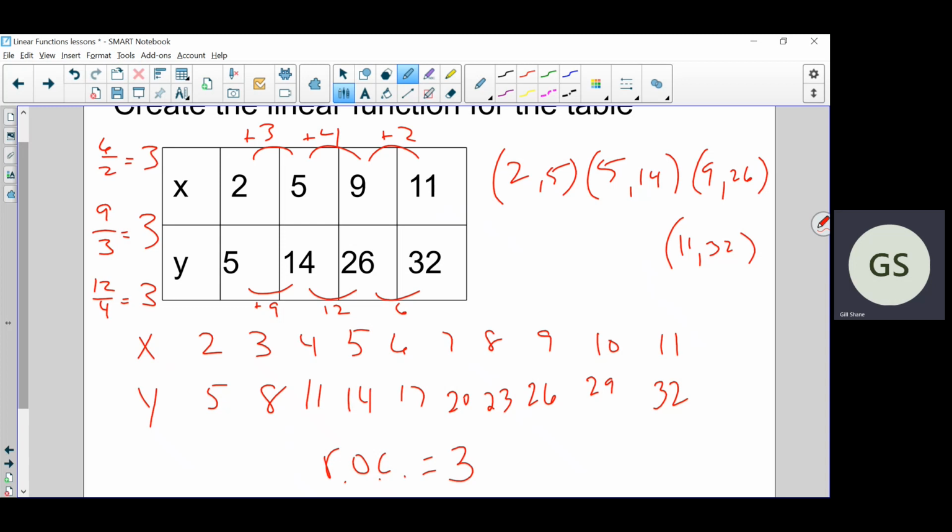What about this? What if I said 32 subtract 5? What does that give me? 27, right? What is 11 subtract 2? 9. What's 27 divided by 9, do you think? Don't even need to know how to do math, right? You saw that? It does not matter which numbers I use, my rate of change is always going to be the same.